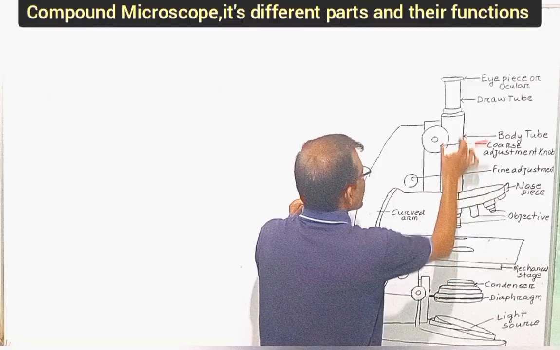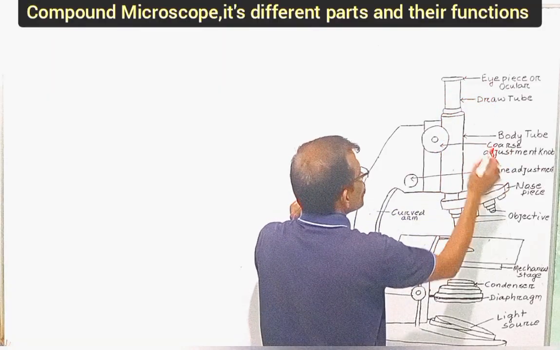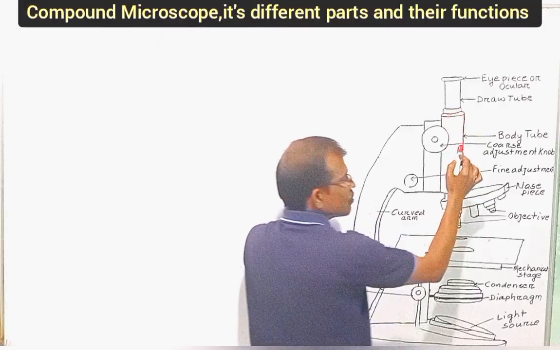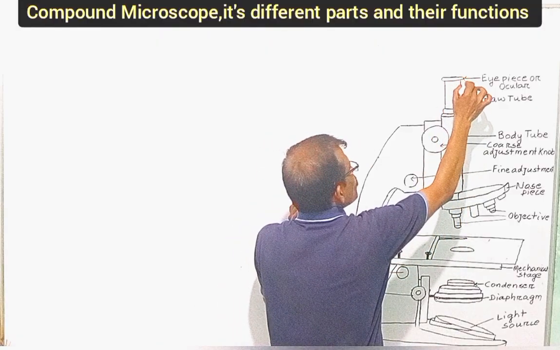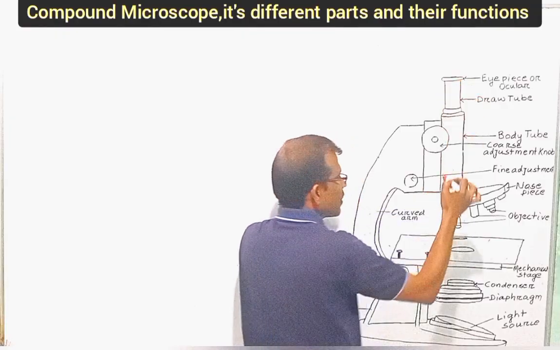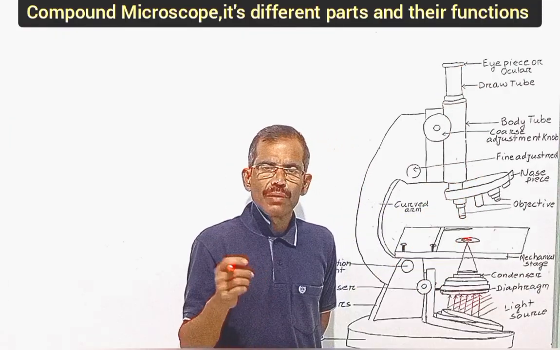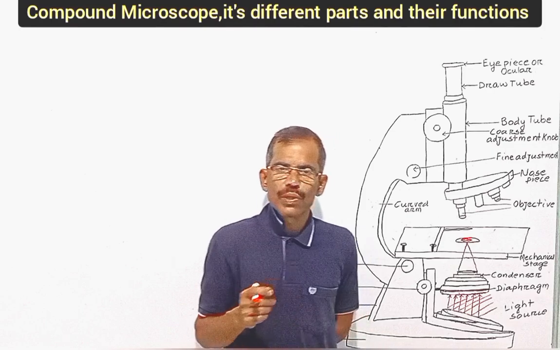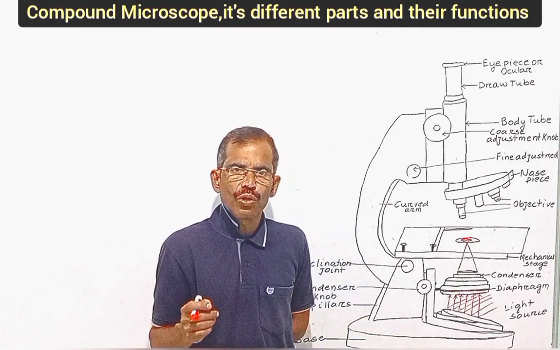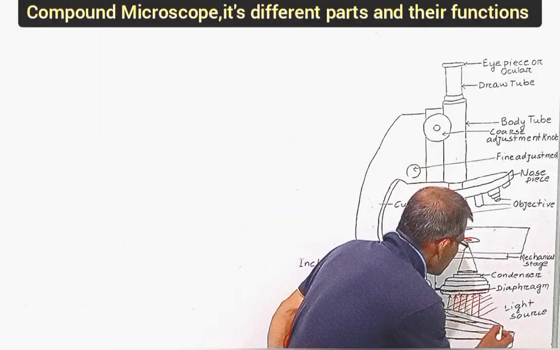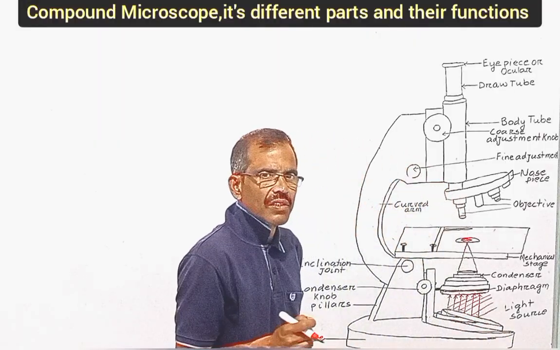The upper part of the body tube, which is comparatively narrow, is known as the draw tube. Into the upper part of the draw tube, the eyepiece is inserted for examination. One of the most important parts of a microscope is the source of light. In old model microscopes, a mirror which is held to the base is the source of light.